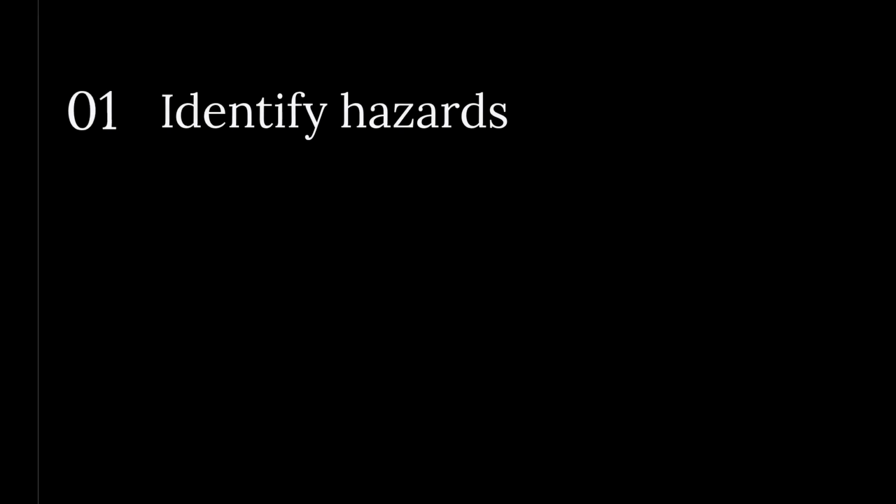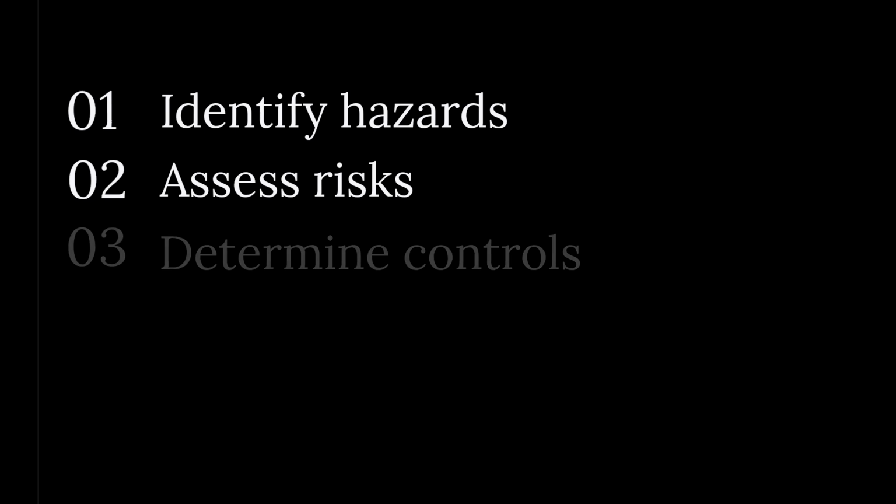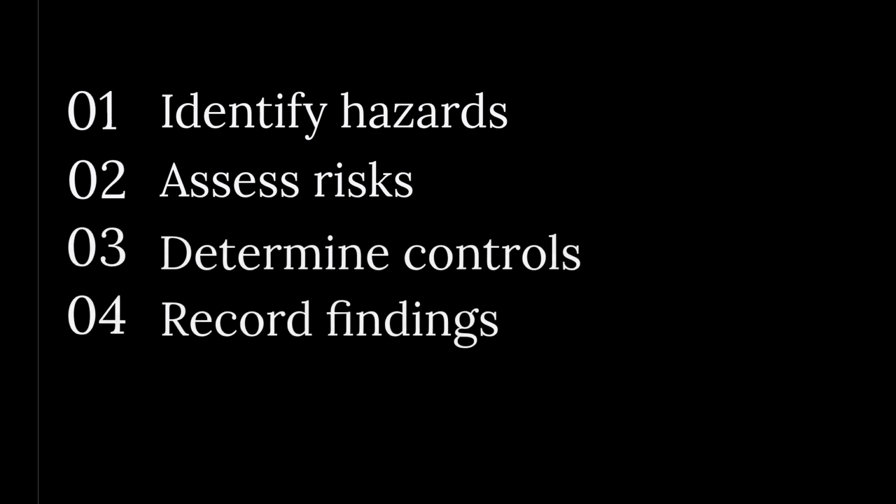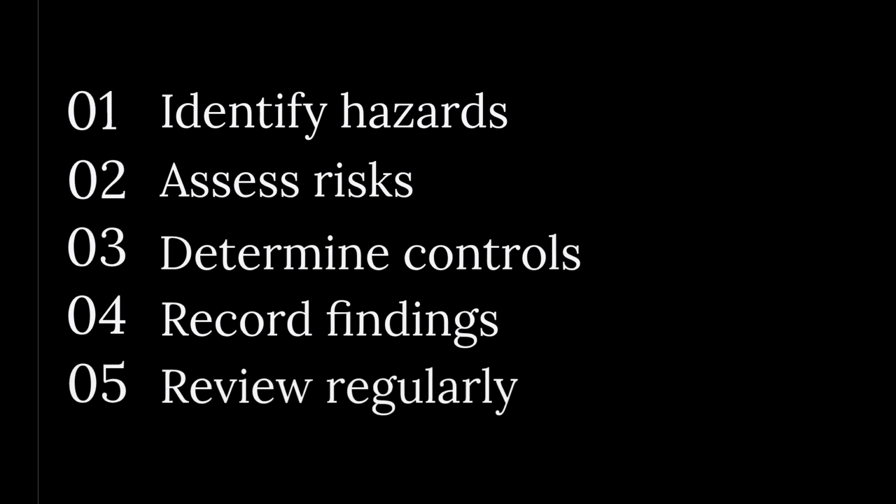The HSE outlines a 5-step method for assessing risks. First, identify the hazards. Second, decide who might be harmed and how. Third, evaluate the risks and determine controls. Finally, record findings and review them regularly.